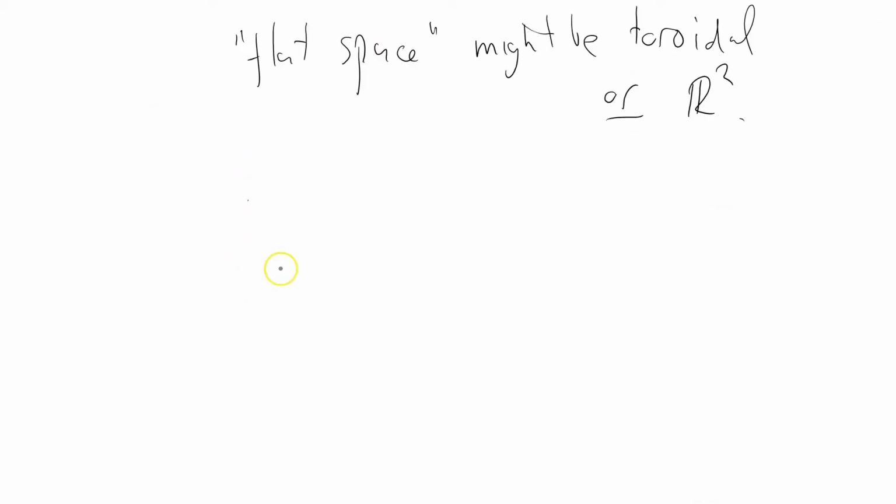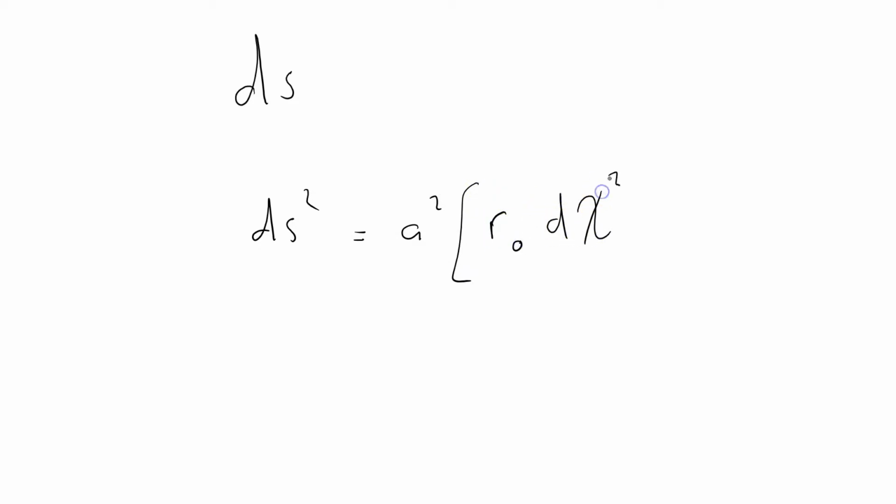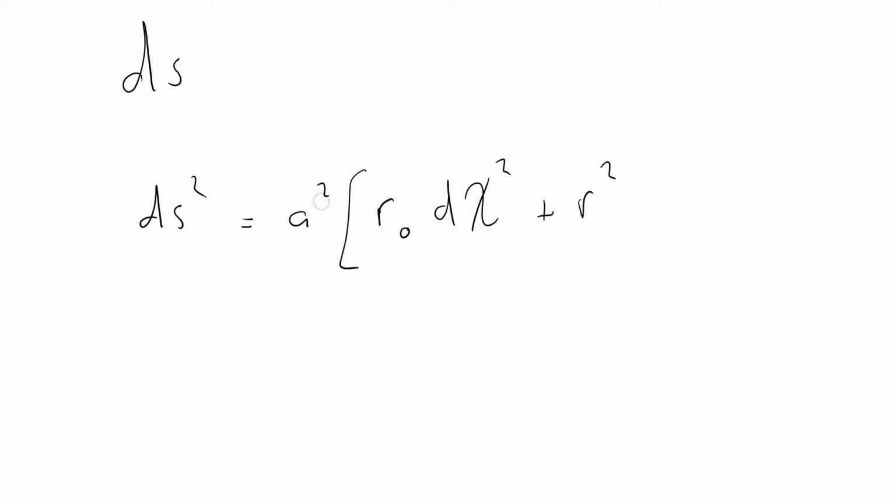Okay, well, let me just write it down. I've got ds squared. I'm going to simplify. I'm going to pinch in a bit more. We've got ds squared equals a squared times r0 d chi squared plus r squared sine squared chi d phi squared, close brackets. Oh, of course, I'm going to specify a equals 1 here, so I'm just going to get rid of that.